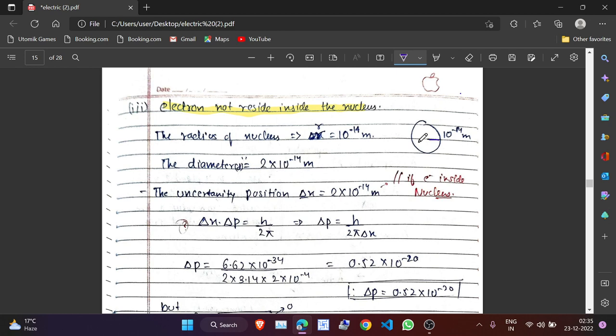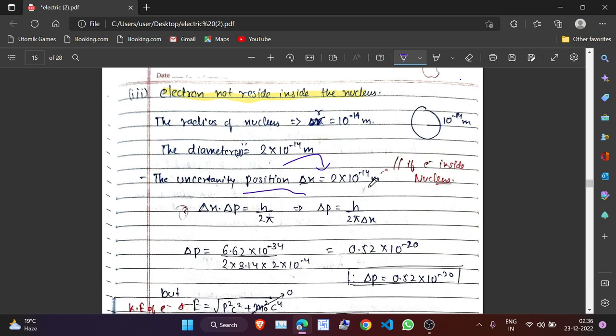So if we have a particle inside the nucleus, the particle must go through this area only. It means it can go up to this diameter only. Let's suppose this is the nucleus. It can go through the diameter only. The maximum distance it travels is through the diameter only. So we can say that the uncertainty in the position delta x is equal to the diameter of that nucleus. So delta x is equal to 2 into 10 to the power minus 14 meters.